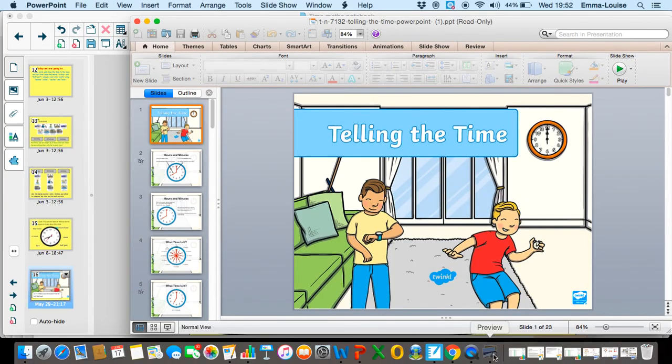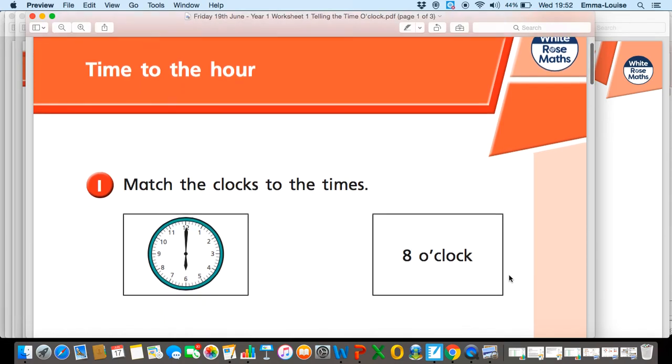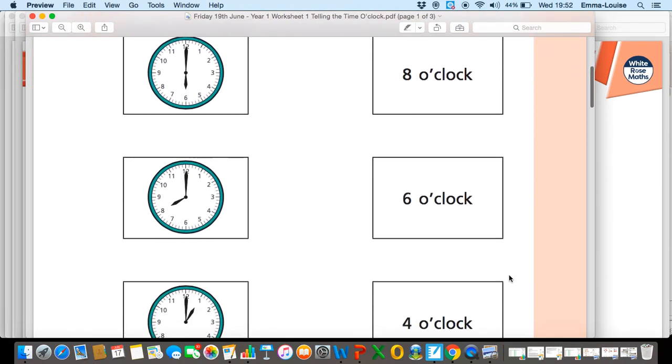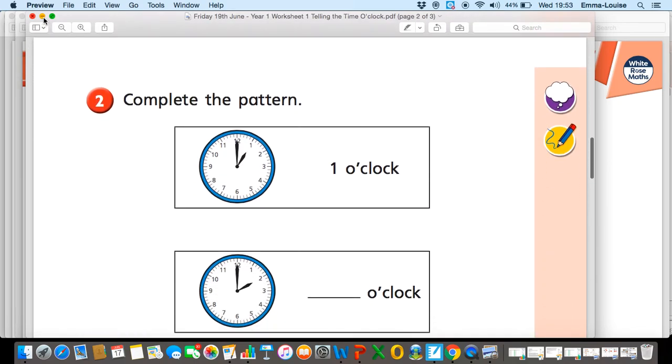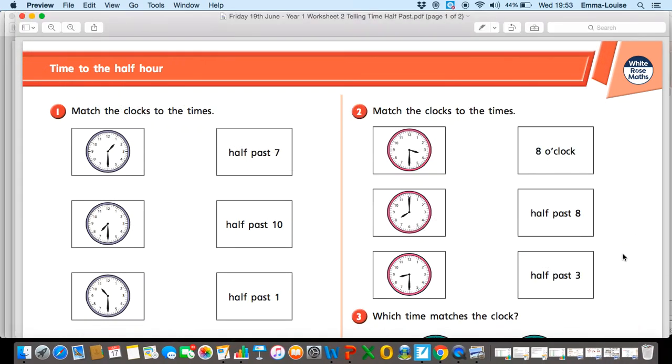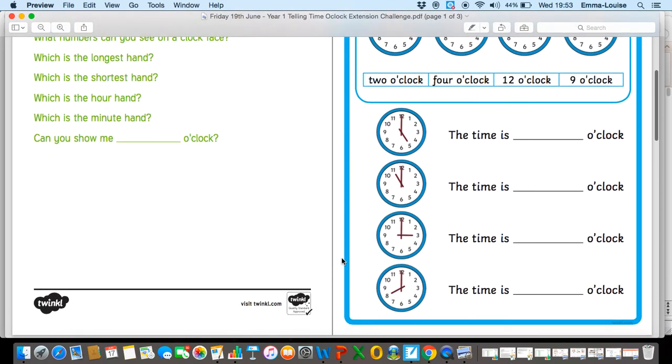For today's learning, I'd like you to practice telling the time. Your first worksheet today is all about reading the time to the hour using o'clock. I know we often find this one a little bit simpler. Your second worksheet is about practicing your time to half past. You can then show off how much you understand about reading the time by trying some mastery challenges.